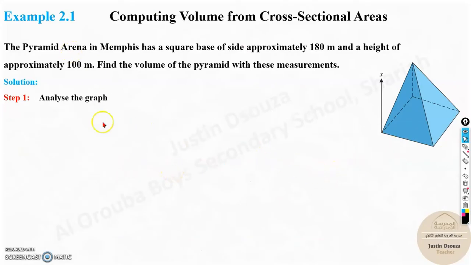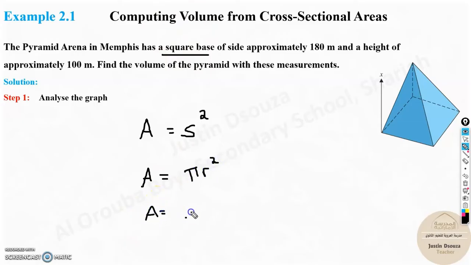Now, before we go to step one, I want to tell you a few things. In these types of problems, you must see what is given in the question. Here they have told us square base. Now, area of a square is side to the power 2, so you should know it's side squared. If it was circular base, then it will be pi r squared. If it is rectangular, then length into breadth. It depends on the question. It will be mentioned in the question.